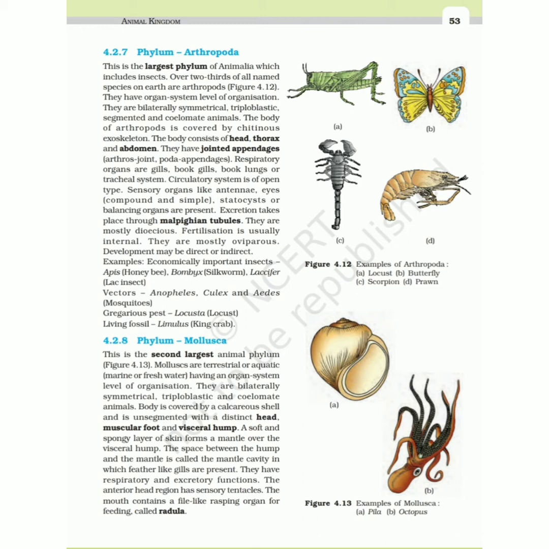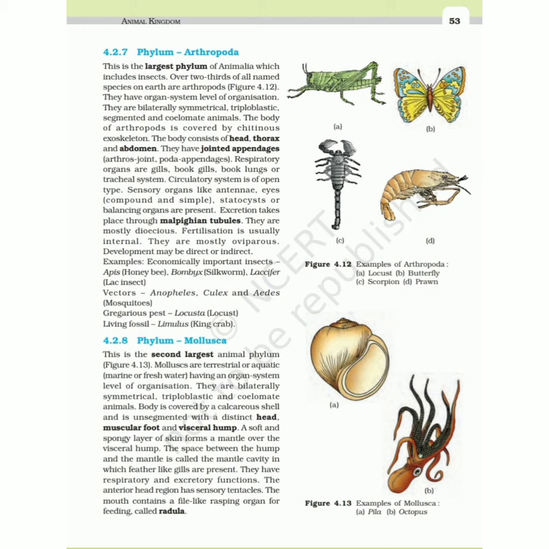A soft and spongy layer of skin forms a mantle over the visceral hump. The space between the hump and the mantle is called the mantle cavity in which feather-like gills are present. They have respiratory and excretory functions. The anterior head region has sensory tentacles. The mouth contains a file-like rasping organ for feeding, called radula.